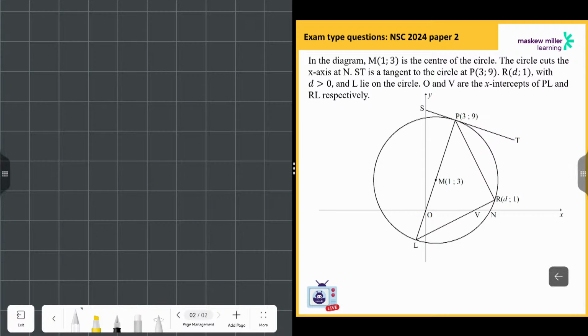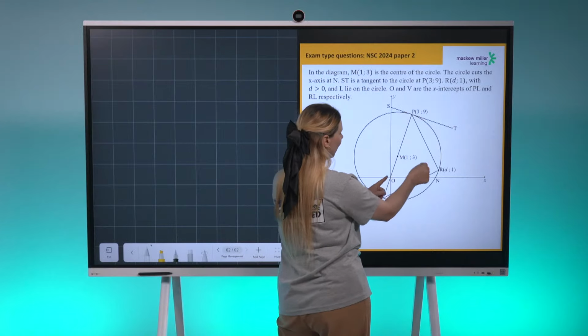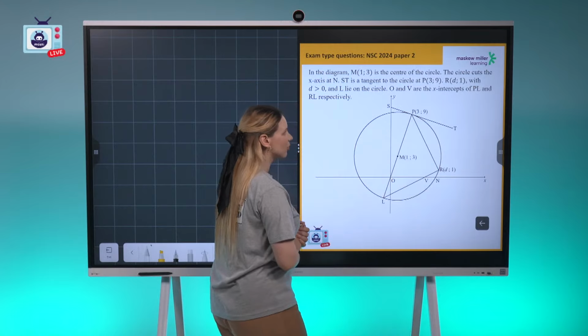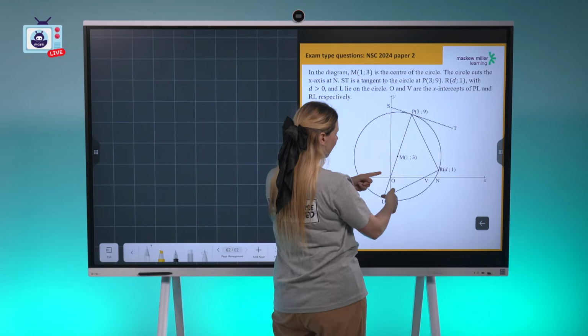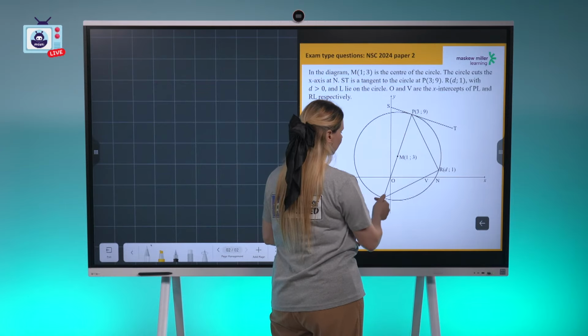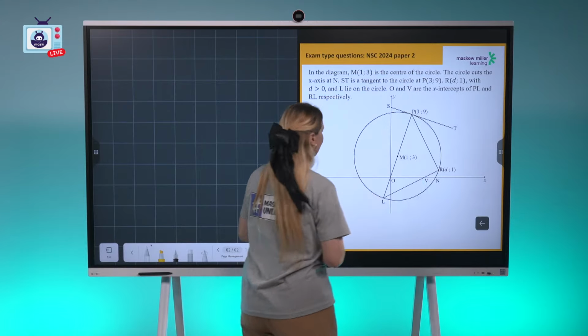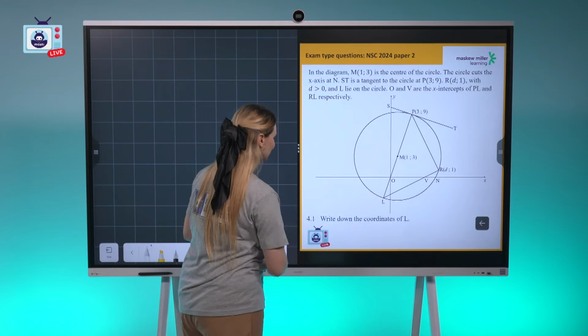We don't know what the x-coordinate of that point is. We are told, however, that D is greater than 0. We can also kind of see that because it is on this side, so your x-coordinate should be greater than 0. And L lies on the circle, which is over here. O and V are the x-intercepts of PL and RL respectively. So O is the x-intercept of PL and V is the x-intercept of LR. All right, let's get started on those questions.